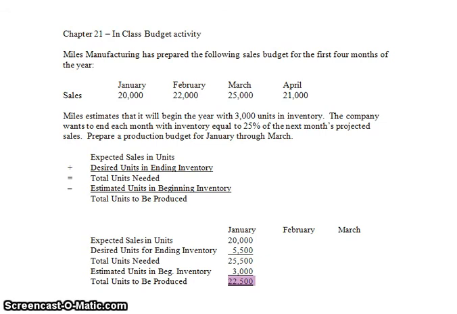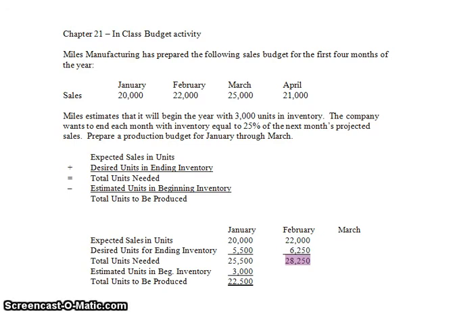Let's start with February. Well, February I need to sell 22,000 units. There's my 22,000. I want to have 25% of March's numbers now. I want to make 25% of what I need for March. So 25,000 at 25% is 6,250. Okay, that's 25,000 at 25%. So really the units I need for February are 28,250. I need 28,250 units.